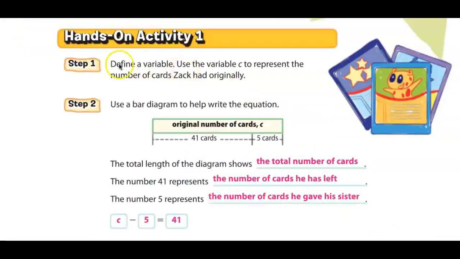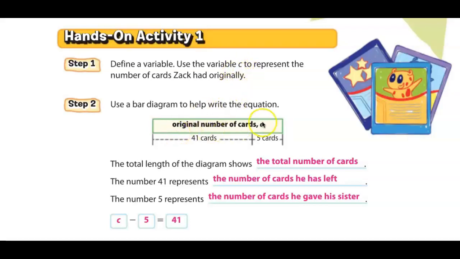Okay, so the hands-on activity 1 is using the same word problem. Define a variable. They chose the variable C. So if you chose C for cards, that's great. Or O for original, whatever you want is fine. I stay away from the letter O as a variable because it looks a whole lot like the number 0, but it's totally up to you.